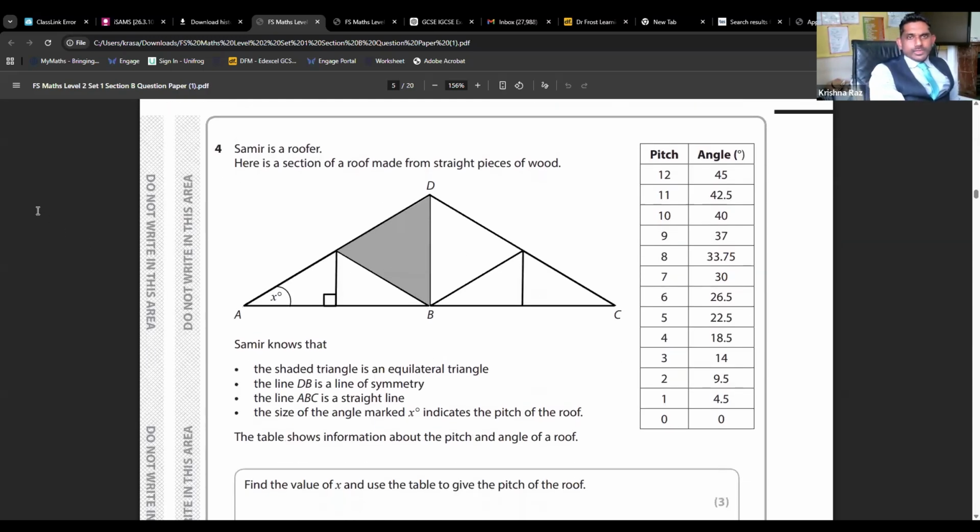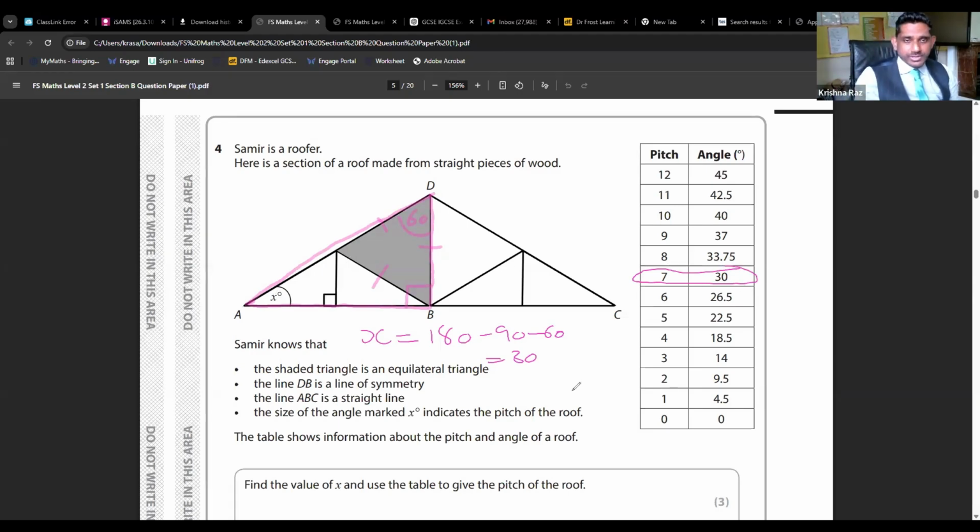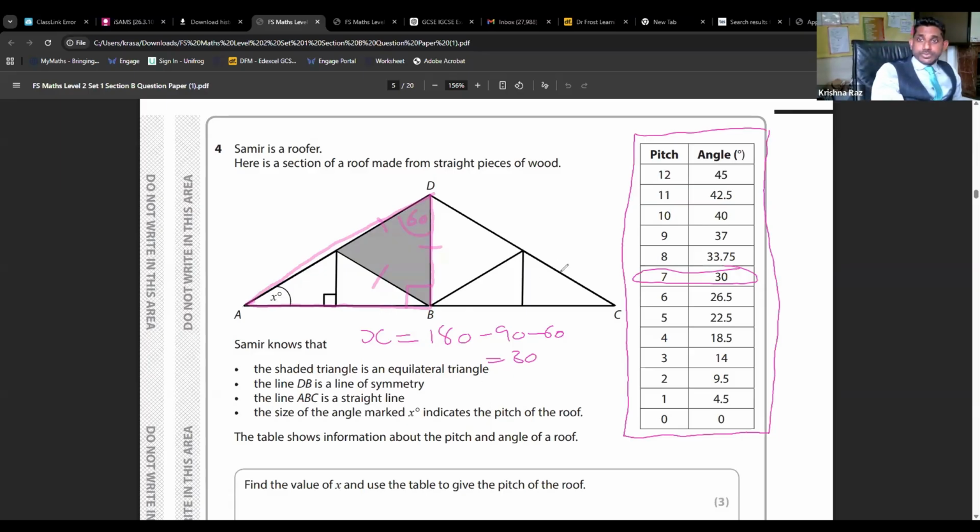So this one, we need to identify the triangle here. We see that that is a right angle triangle. So it tells us that we have an equilateral triangle here. So we know that is 60 degrees. Therefore, x must be 180 minus 90 minus 60, which is 30. And that is pitch 7. Yeah, so the pitch is the angle at which you're pitching the roof. And this is sort of a roofing table. Those of you that might have helped a parent with a shed might have a bit more experience with it. So that would indicate that answer there.